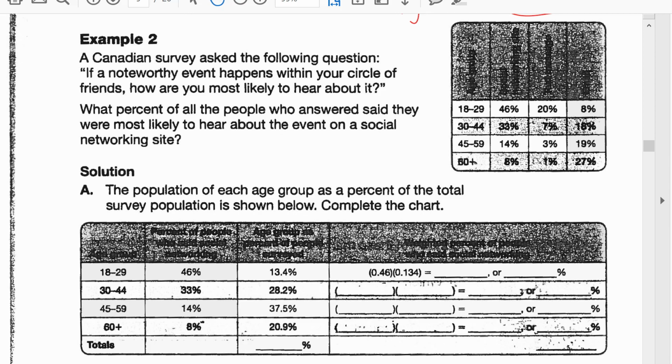So we have a Canadian survey that asks the following questions. If a noteworthy event happens within your circle of friends, how are you most likely to hear about it? What percent of all the people who answered said they were most likely to hear about it on a social networking site? So we have the ages of the people and the percents. So this just says age right here.